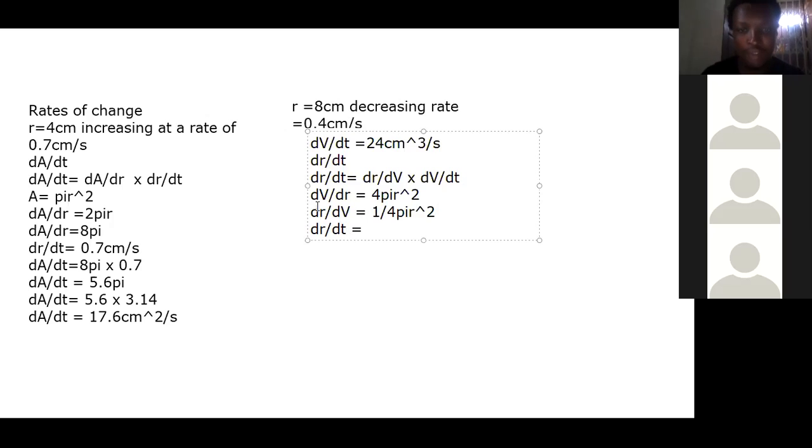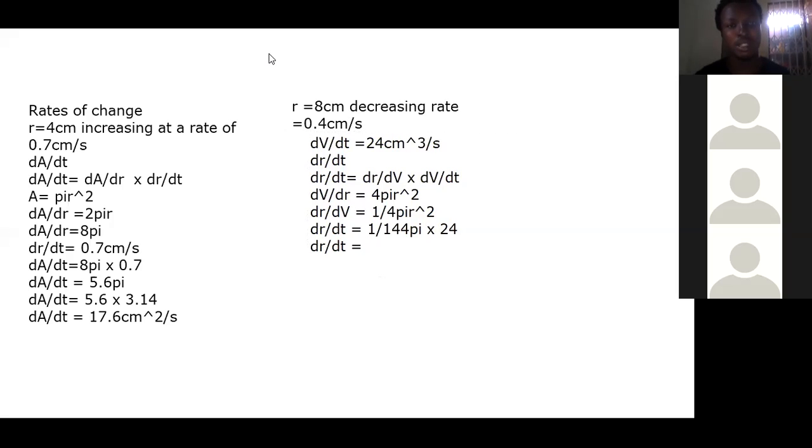So now dr/dt is equal to dr/dV, which is 1 all over 4 pi r squared. But we know r is equal to 6 cm, so we can factor all these things into it. So we are going to get 1 all over 4 times 36, which is 144, pi, times dV/dt, which is 24. So what are we getting? dr/dt is giving us what? This will be our final answer: 1 all over 3,456 pi.